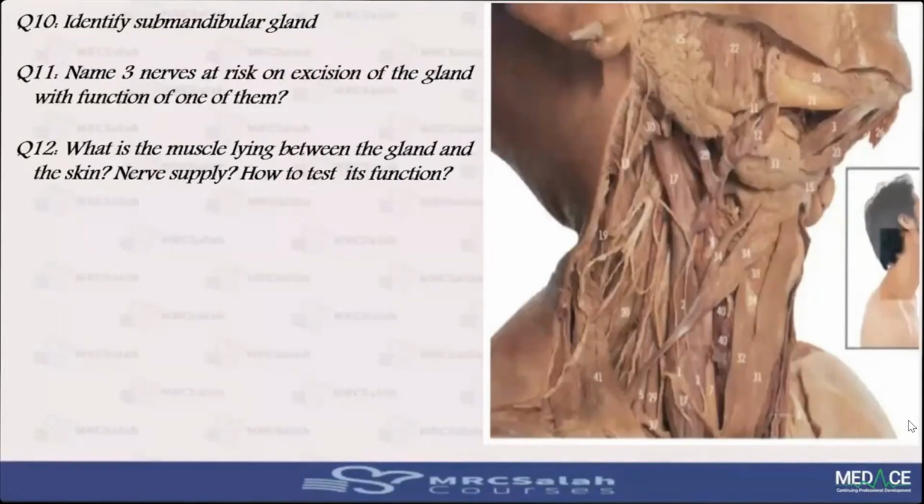What is the muscle lying between the gland and the skin? The platysma muscle. And which nerve supplies it? A branch of the facial nerve called the cervical branch. How to test its function? We can ask the patient to tense his or her neck.